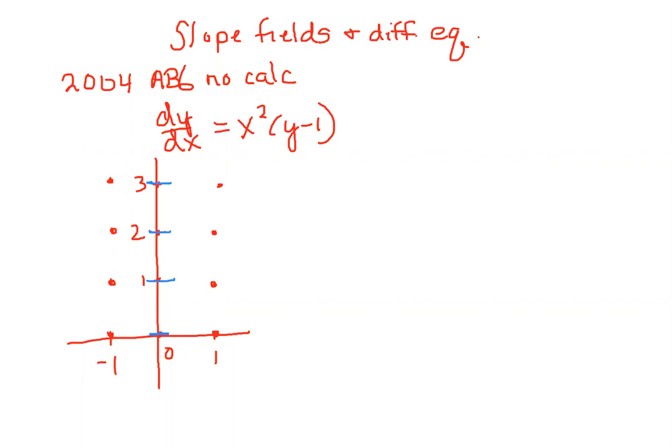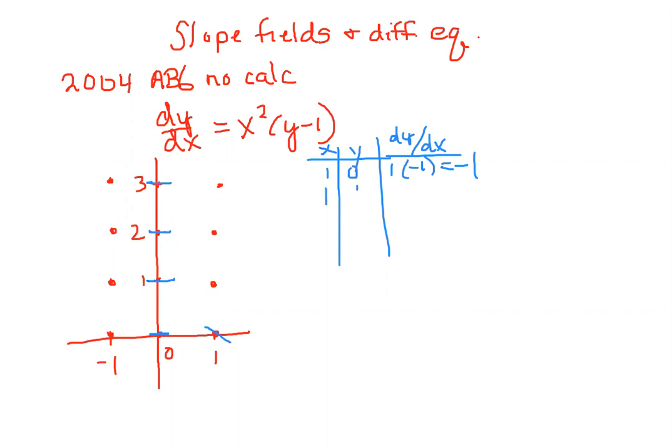Right here, when x is 1 and y is 0, if it helps you to make a little chart, you can. When x is 1 and y is 0, then the derivative is 1 times -1, which is -1. So it's going to look like this. When x is 1 and y is 1, it's going to be 0. When x is 1 and y is 2, it's going to be 1 times 1. It's going to be +1. When x is 1 and y is 3, it's 1 times 2. So it's 2, so it's a little bit steeper.